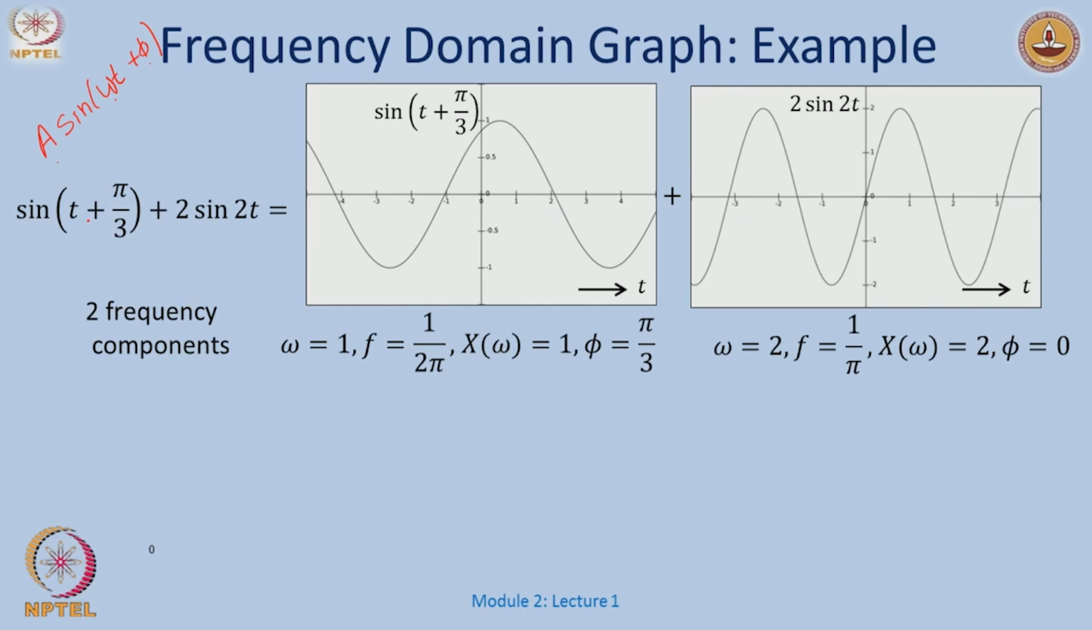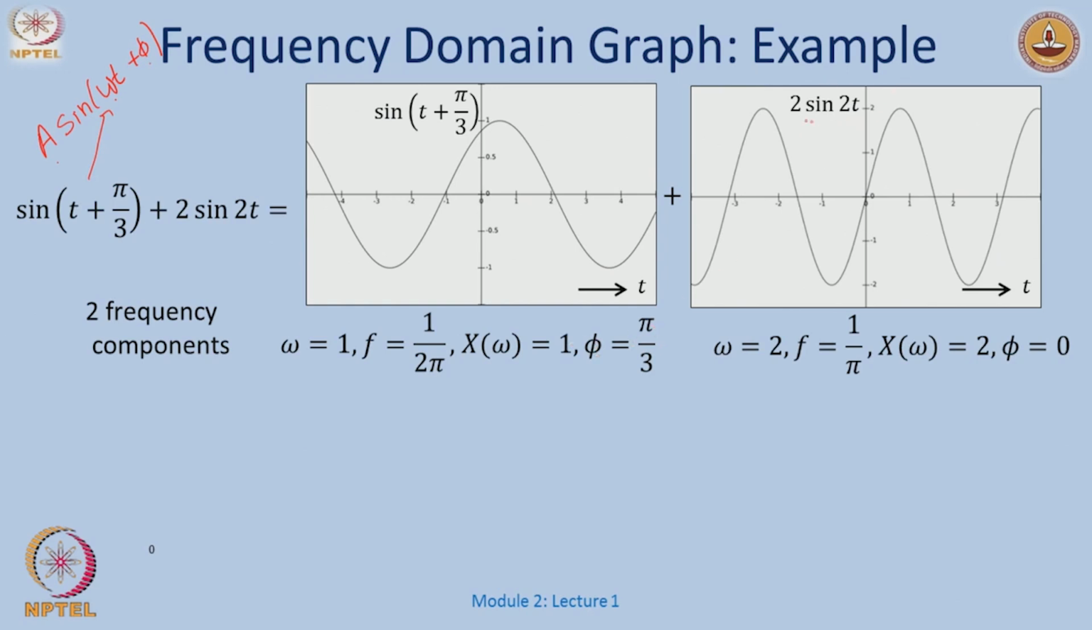Look at the signal sin(t + pi/3) and compare it with this expression. Here the amplitude is 1. So if I denote the amplitude as X, the amplitude would be 1, omega would be 1, and the frequency would in turn be 1 over 2 pi, since the time period is 2 pi. And phi, the phase shift, would be pi over 3. So this signal has omega as 1, frequency as 1 over 2 pi, magnitude as 1, and phi as pi over 3.